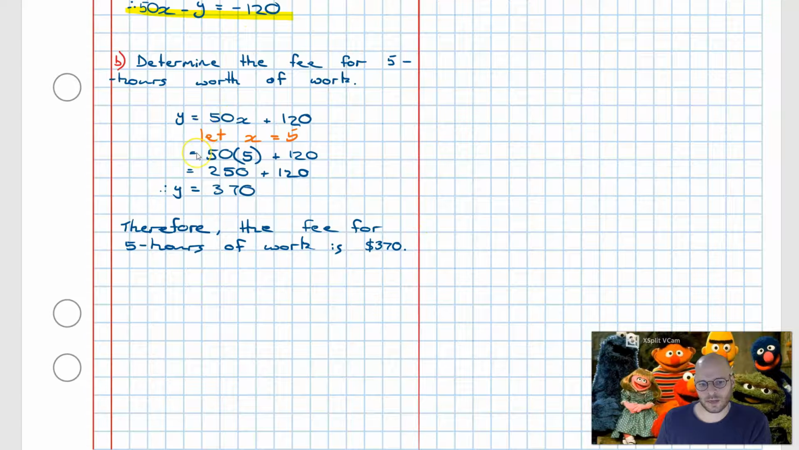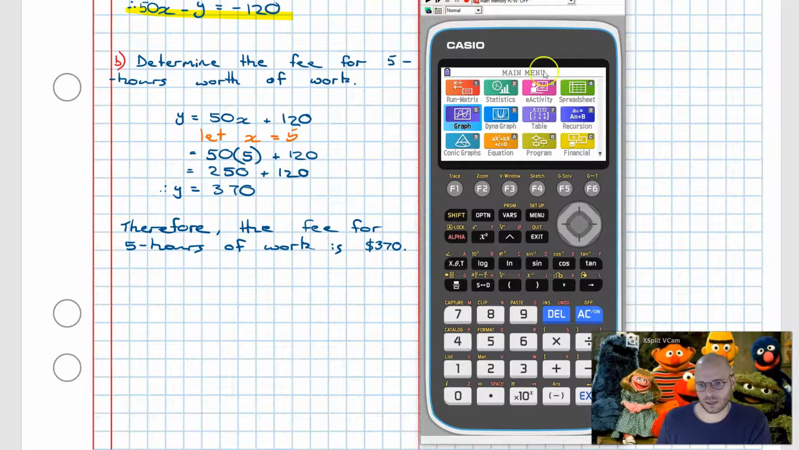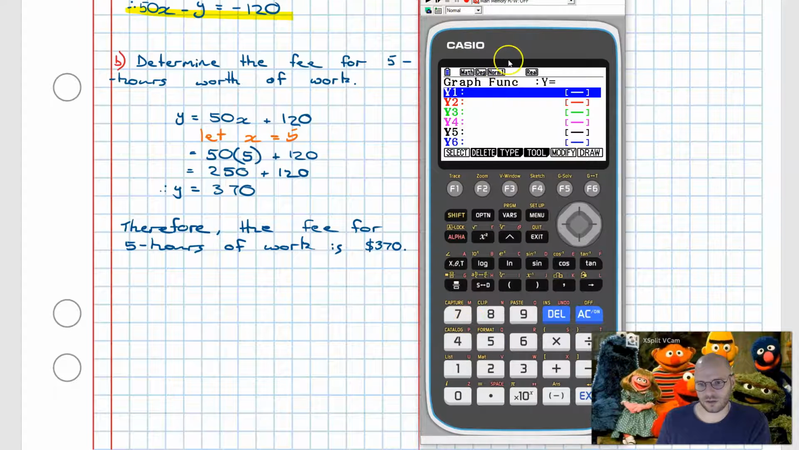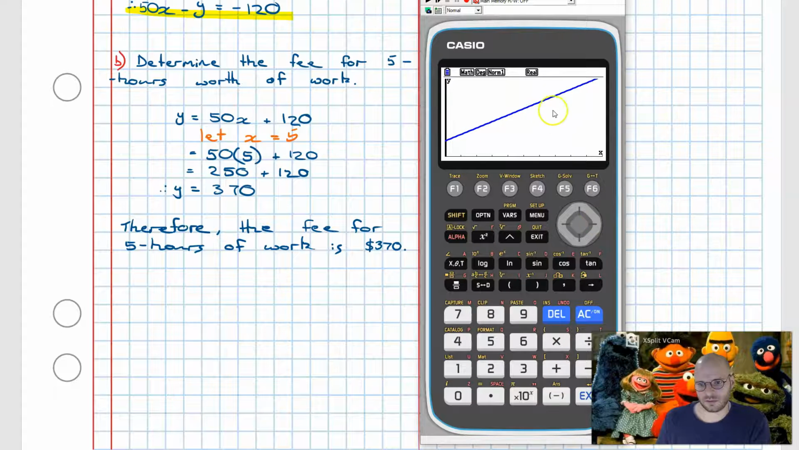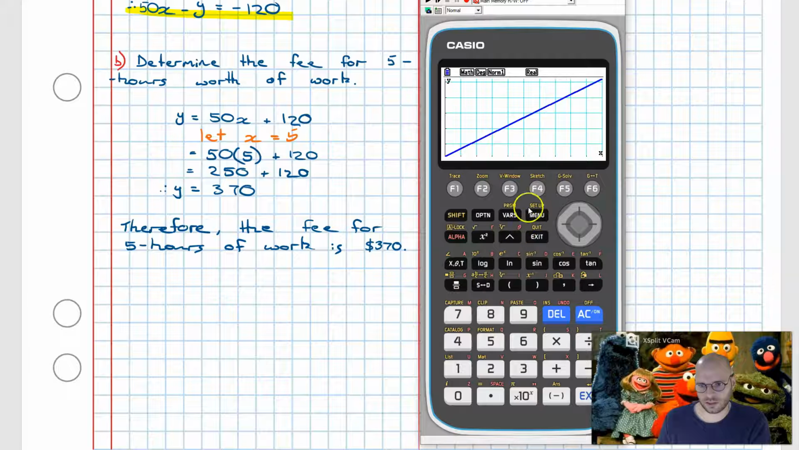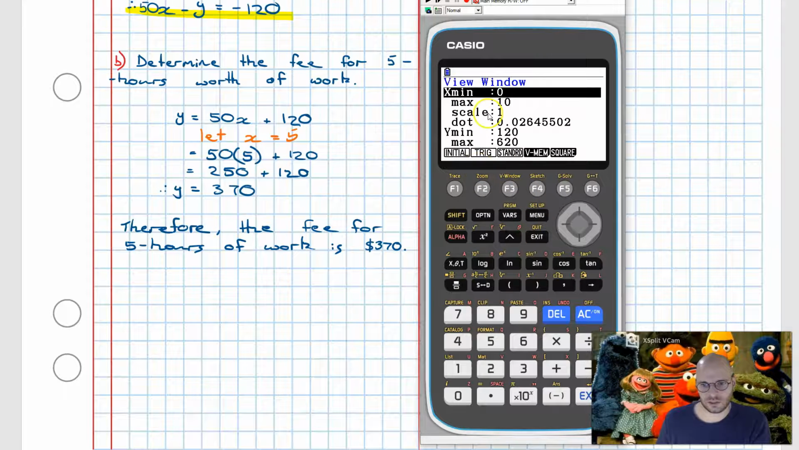Now, this sort of problem may also be solved on your technology or your calculators. The way in which we do this is we're going to bring our calculators up and go into graph mode. From there, we input the model that represents the fee for your work. So it's 50x plus 120. Then we graph. Now, if your graph is all over the place, you can click on auto like this, and it will give you something reasonable. Or another way, you can use F3, and you can set the window yourself.